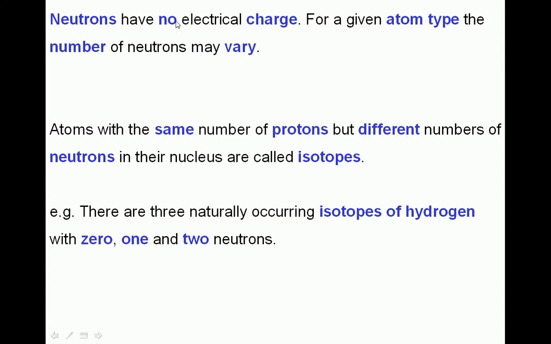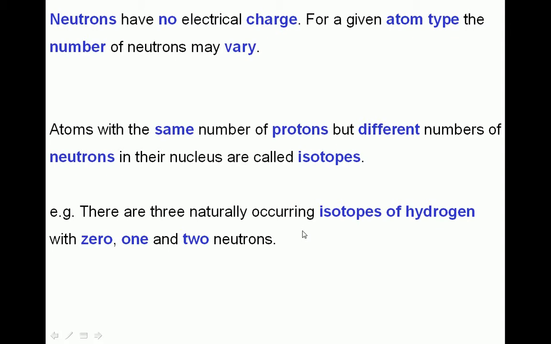So neutrons have no electrical charge. They do not influence the number of electrons that an atom will have. Therefore, for a given atom type, which is determined by the number of protons and the number of electrons, the number of neutrons may vary. So atoms with the same number of protons but different numbers of neutrons in the nucleus, we call isotopes.